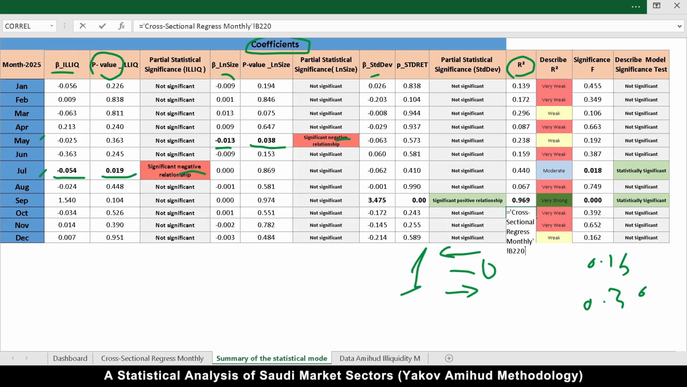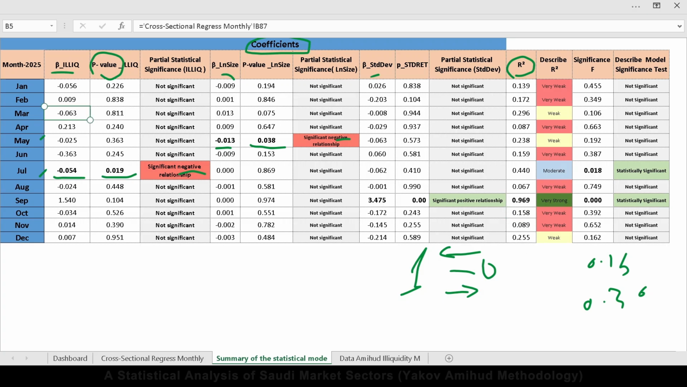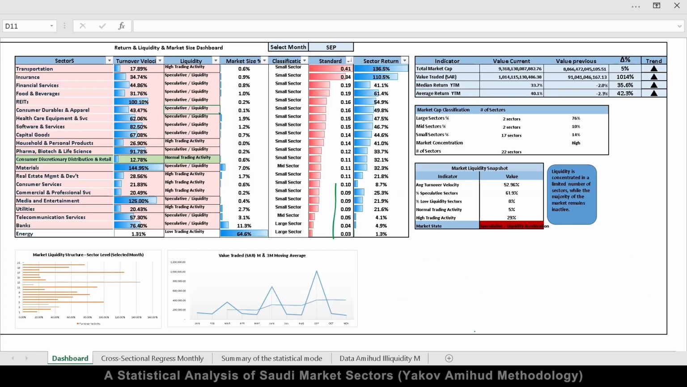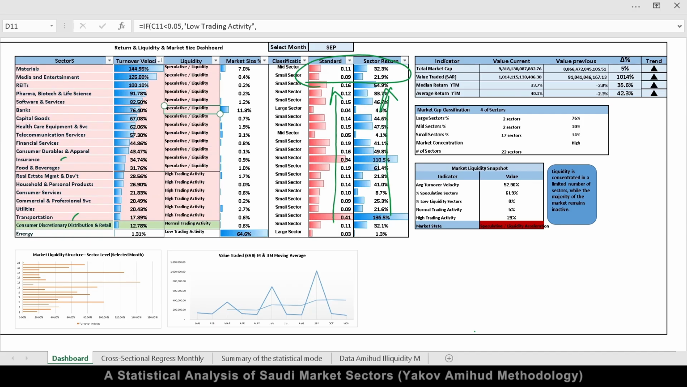R-square was very high, around 96%, but the explanation was mainly driven by risk, with no strong relationship with liquidity or market size. And if we go back to the dashboard we built, we can clearly observe the effect in September. We can see a strong relationship between higher risk and higher returns. For example, the transportation and insurance sectors recorded relatively higher returns during the month, and those returns were associated with higher risk within the sectors, not with liquidity or market size.